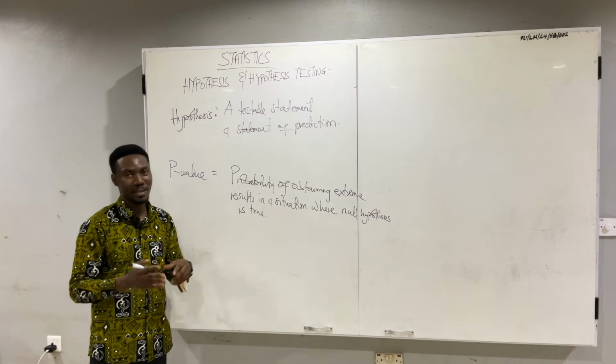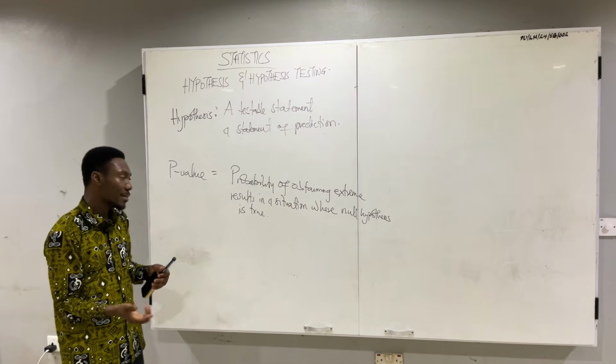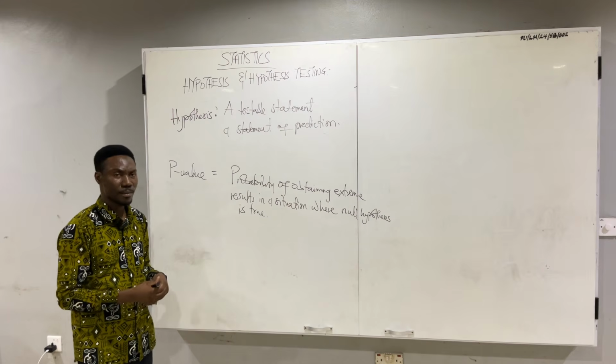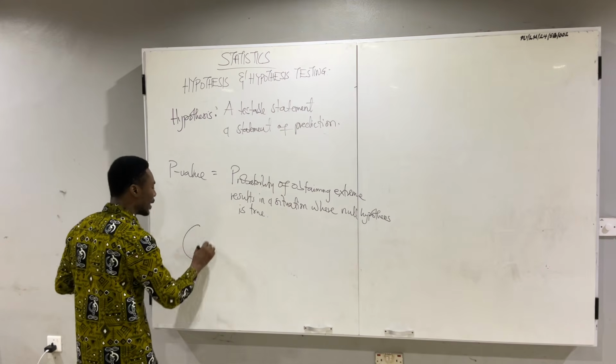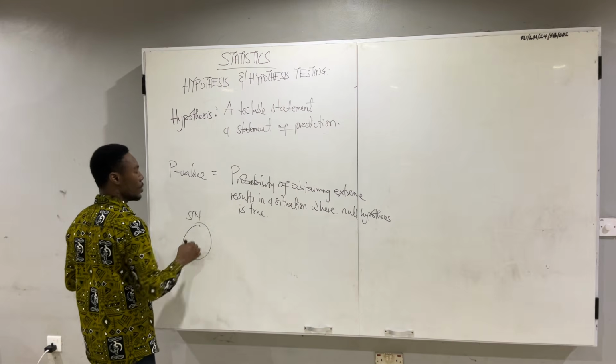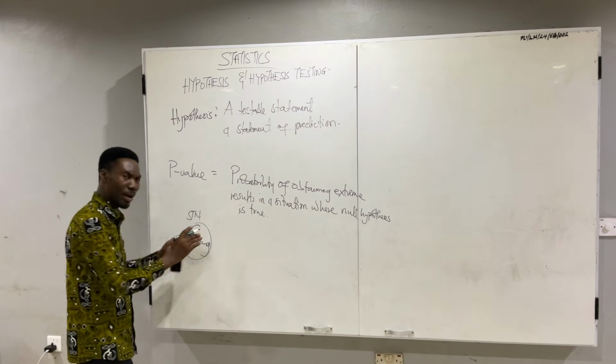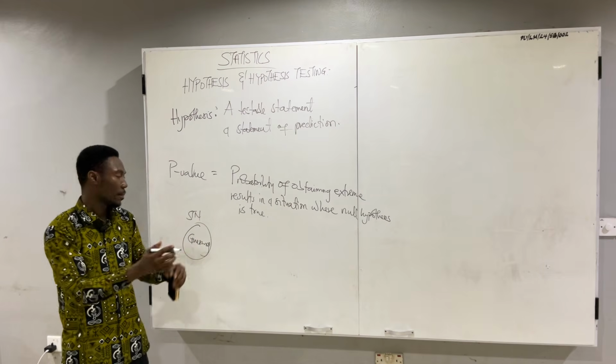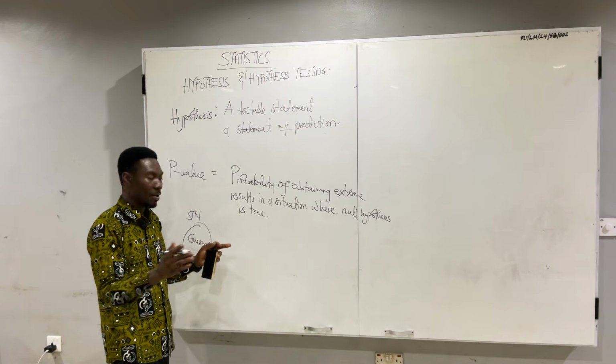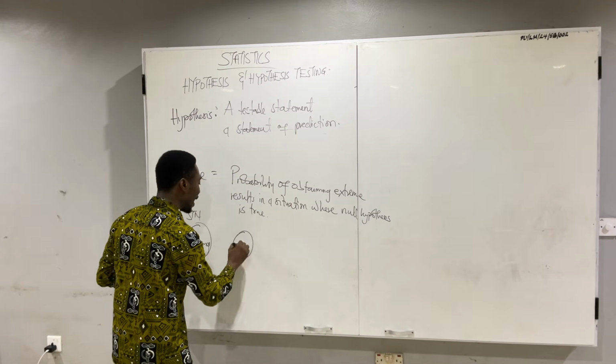Now, let's look at a practical example. Let's say students are writing exams, and there is a particular student who is guessing. There is a student somewhere who is guessing. So now it means we have two events here. We have guessing and then passing exams.